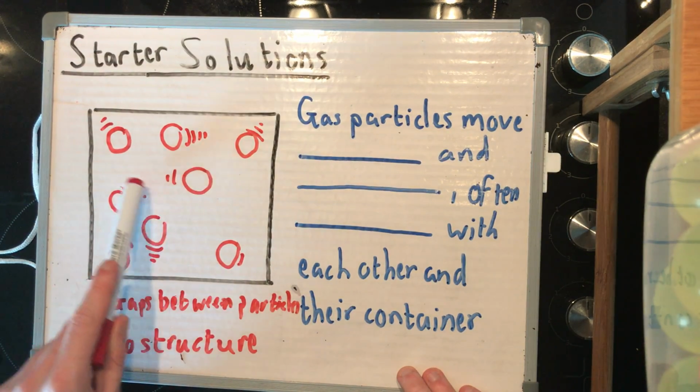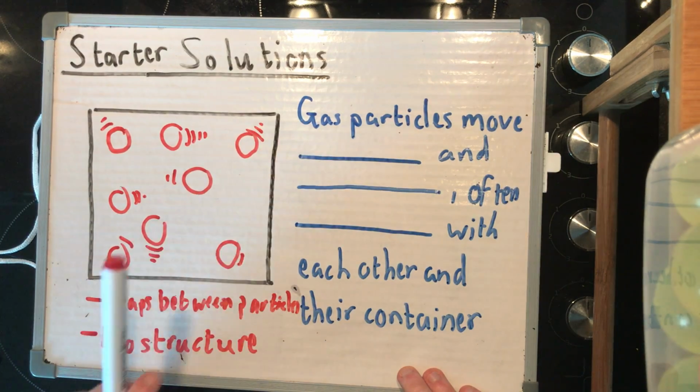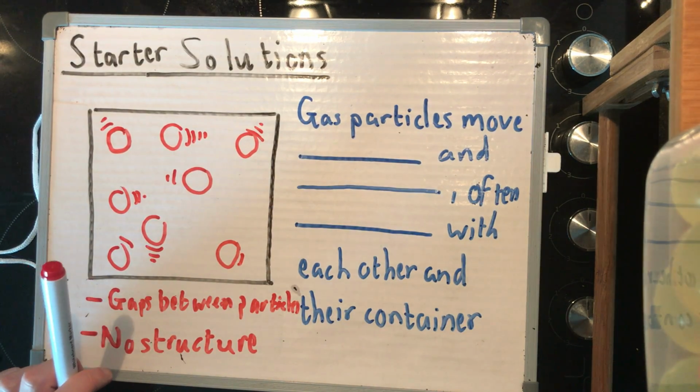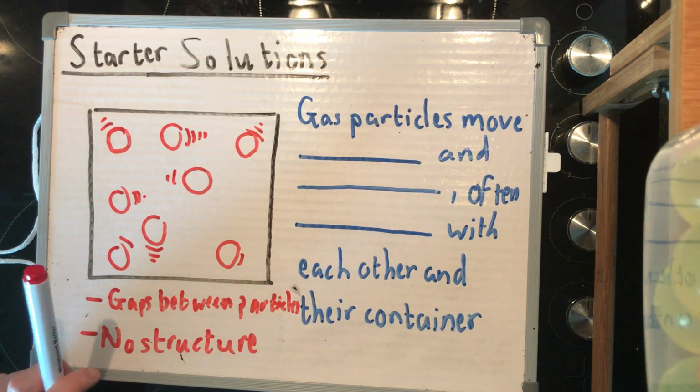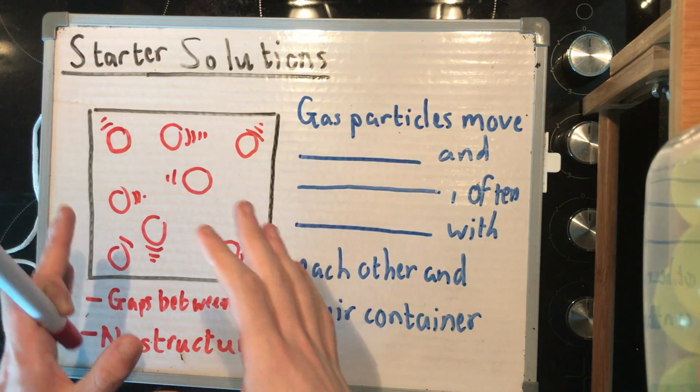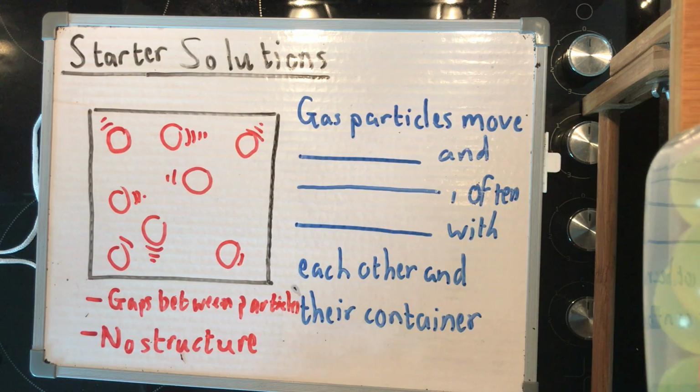You might be wondering what these lines are. Some schools draw them, I like to. They are speed lines, if you will. They note that the particles have got different speeds, and it also shows what directions they're traveling in.